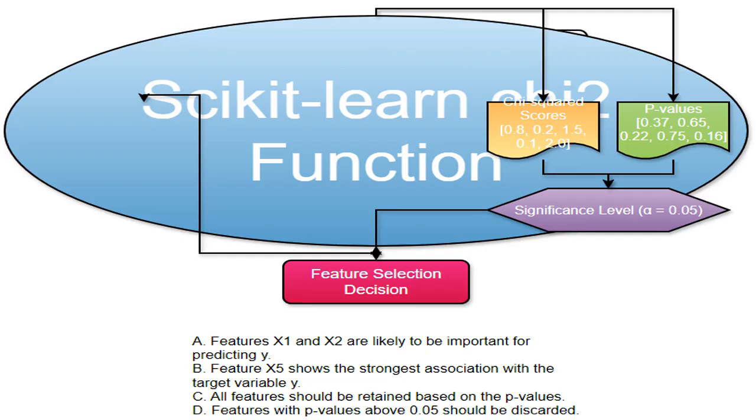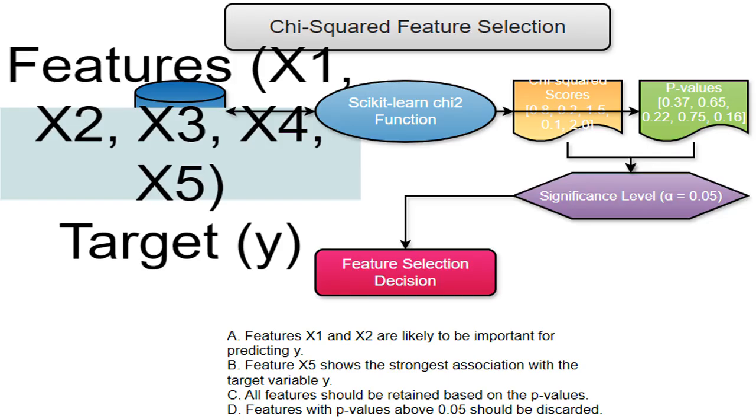I used the chi2 test from the scikit-learn library to figure out which features are most important for predicting y. The chi2 test is great for figuring out the relationship between categorical variables. This is just reiterating the features and target variable in my dataset. Remember, the goal is to see how strongly each feature is linked to the target variable.